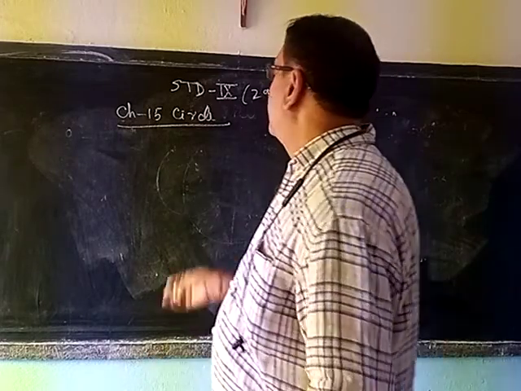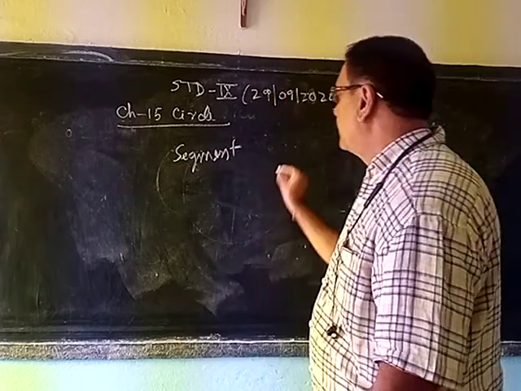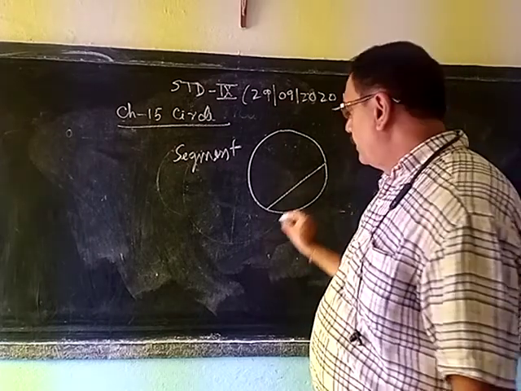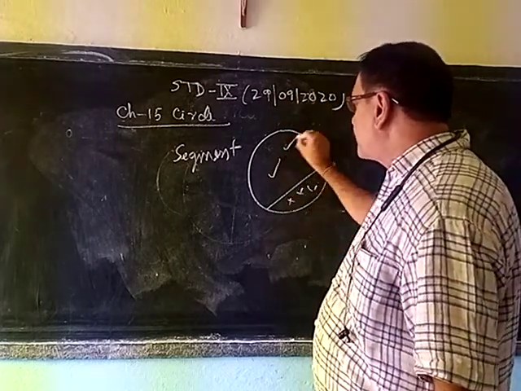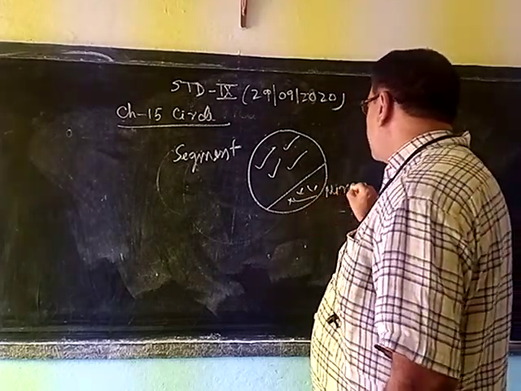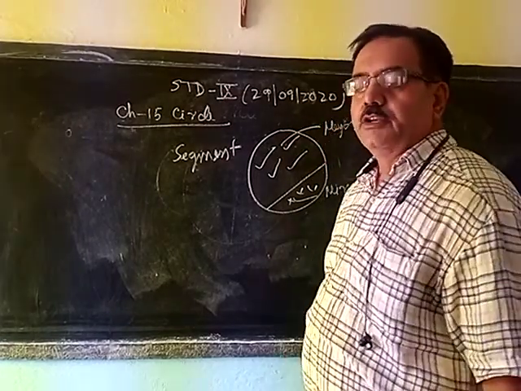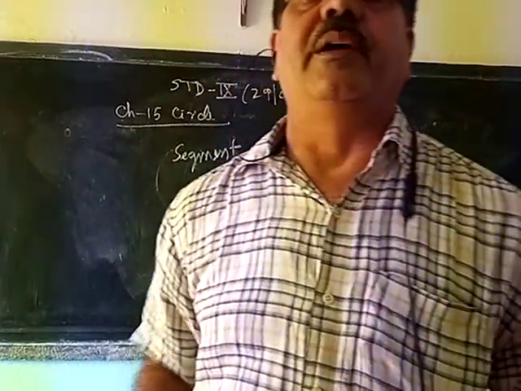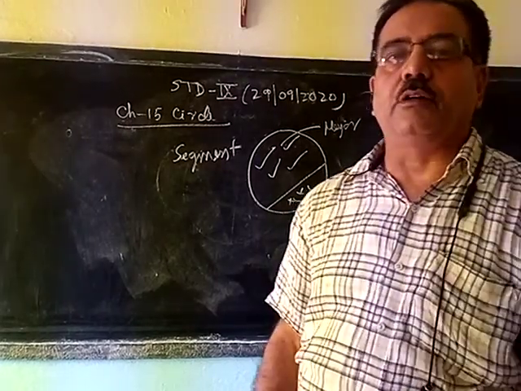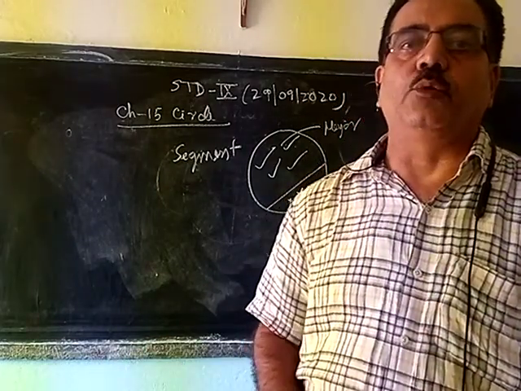Then segment. Segment is the area covered by the chord. So this is the area covered by the chord. This is also an area covered by the chord. So this one is the minor segment, and this one is the major. So the area covered by the chord is known as a segment. There are 2 segments, minor and major. Of course, if the chord is a diameter, then the diameter divides the whole circle into 2 equal segments.